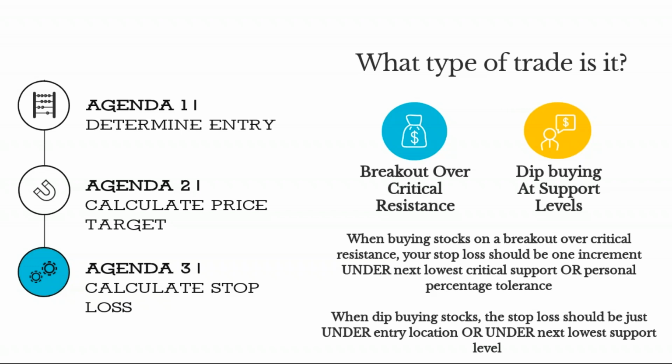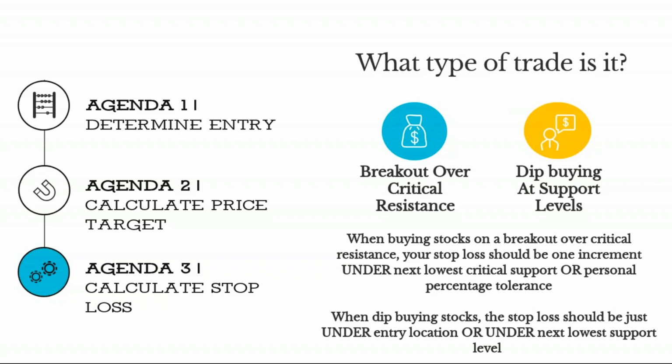Now the problem becomes, okay, if the resistance level is $5 and the next closest support level is $3, that's clearly too much risk. If you have a stop loss of $2.99, that's clearly too much risk. So the way to offset this is to have a personal percentage tolerance. Let's say my maximum tolerated risk per trade is that I don't want to lose more than 5% of my capital in that trade. So if 5% is my maximum loss ratio, and this can vary, I would recommend no more than 5%, but again, this can vary based on your risk tolerance.